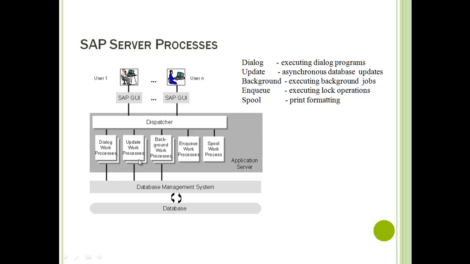Then what is the update work process? This does asynchronous database updates. Let's say you made some changes in some transaction. This may not be synchronized immediately with the database. So this particular work process will do only the asynchronous database synchronization. Once you finish, it will do an async database update using this work process.